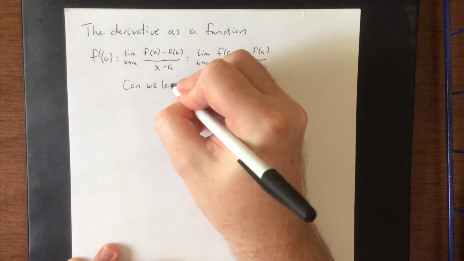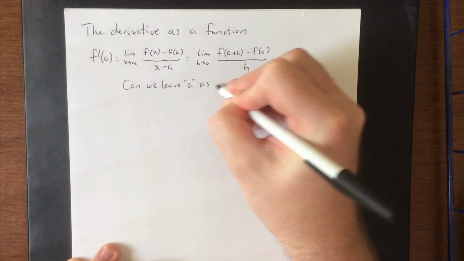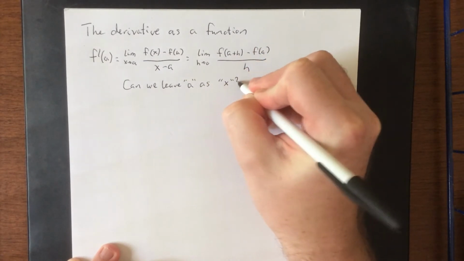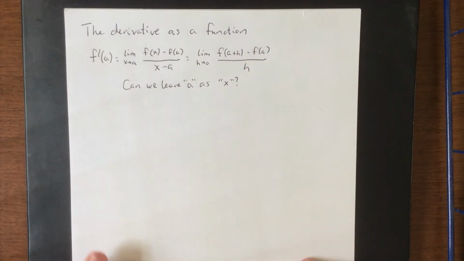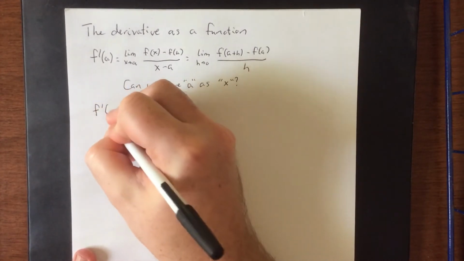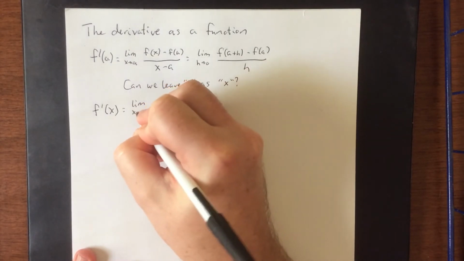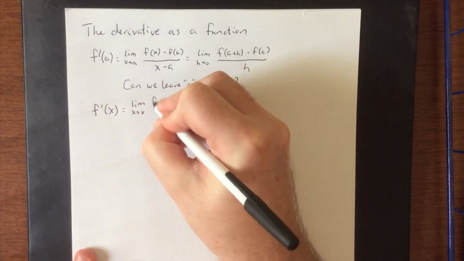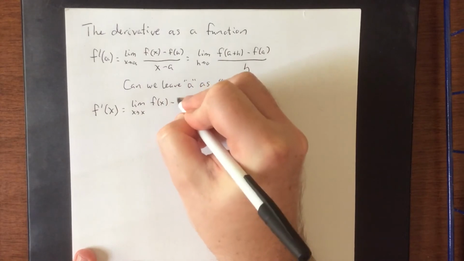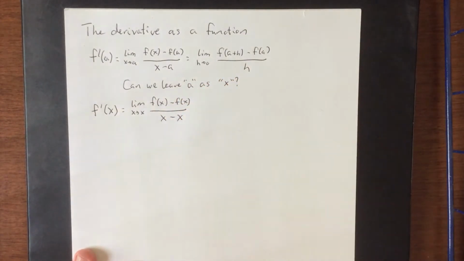Can we leave a as a variable? Well, let's see what happens when we take these two definitions and we change all of the a's into an x. So this would be the limit as x approaches x of f of x minus f of x all over x minus x.